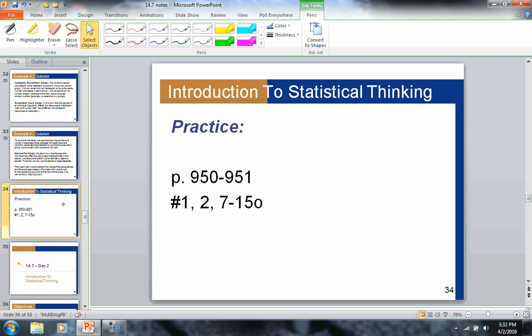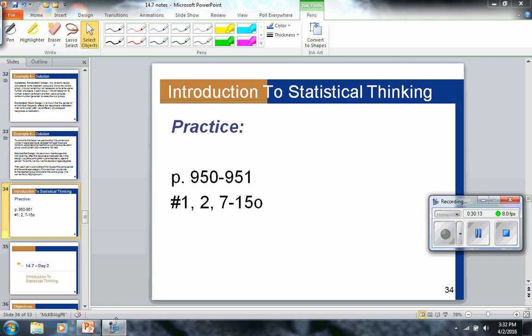So not a lot of homework, but definitely go through it and ask questions on it because sometimes this terminology is very similar and it's easily confused. So come on in before school and see me if you have questions.